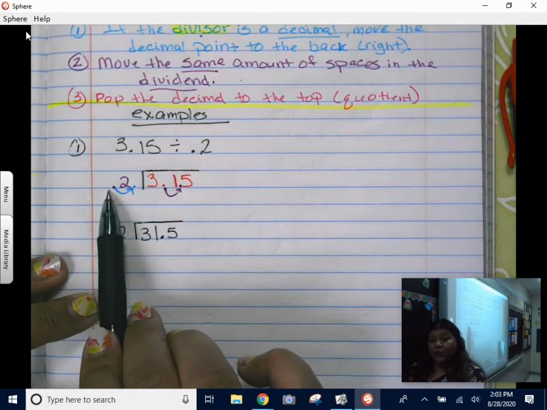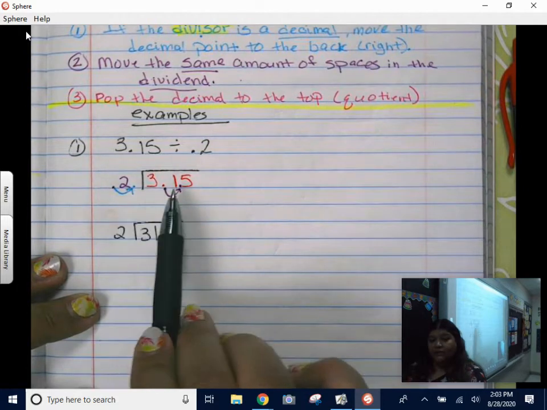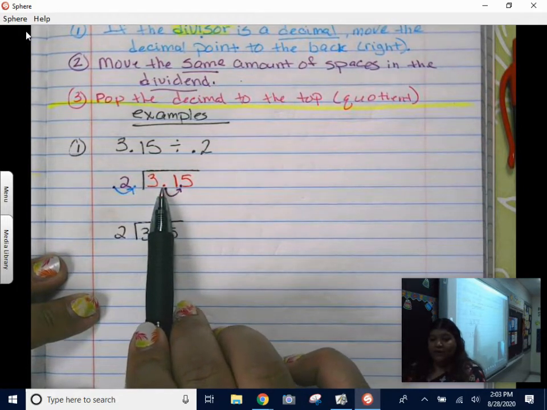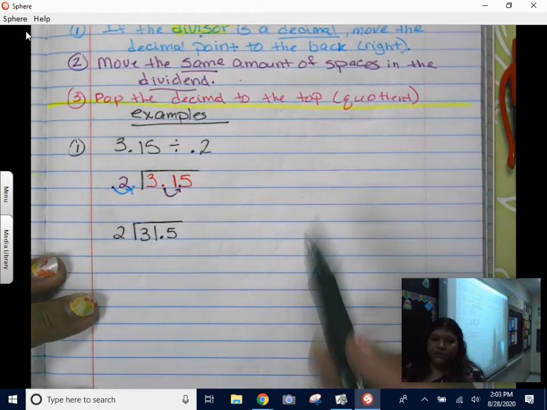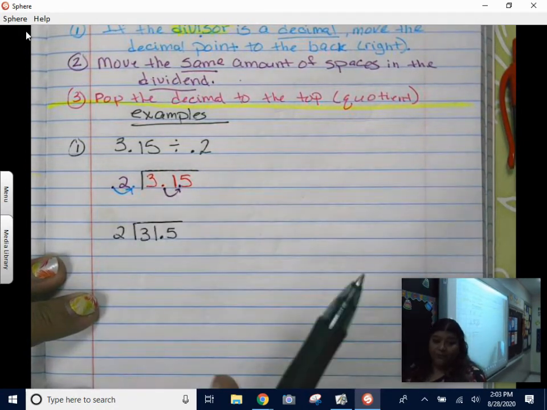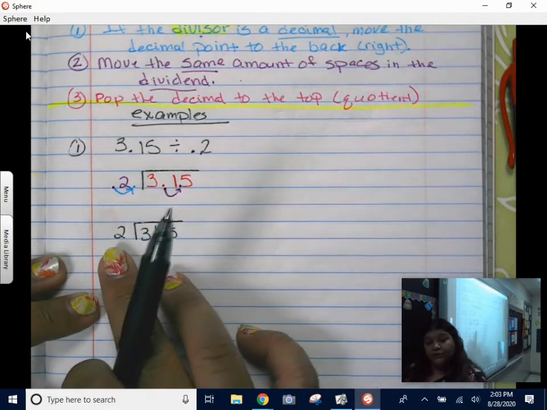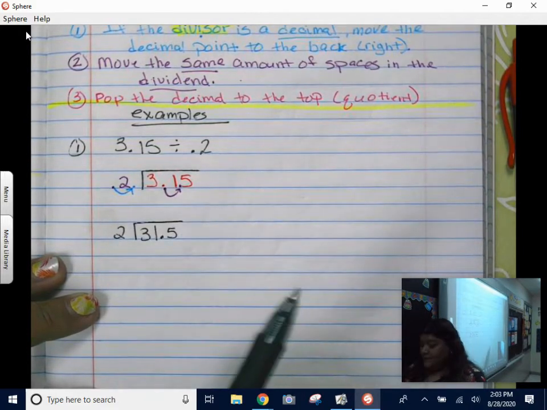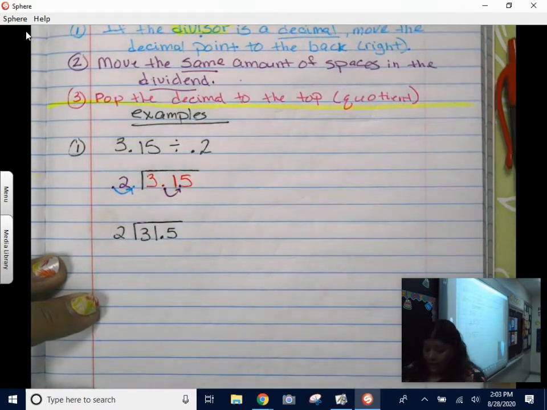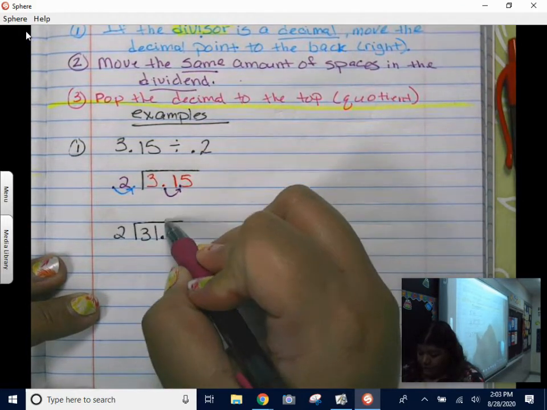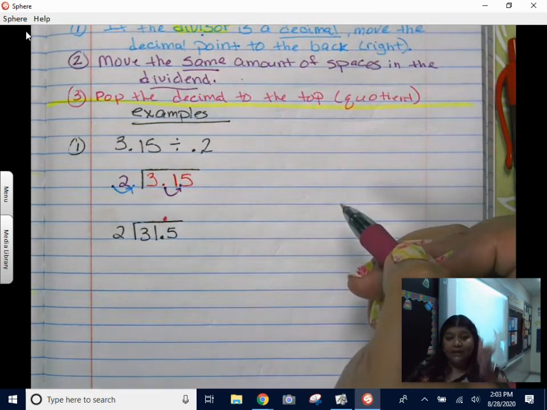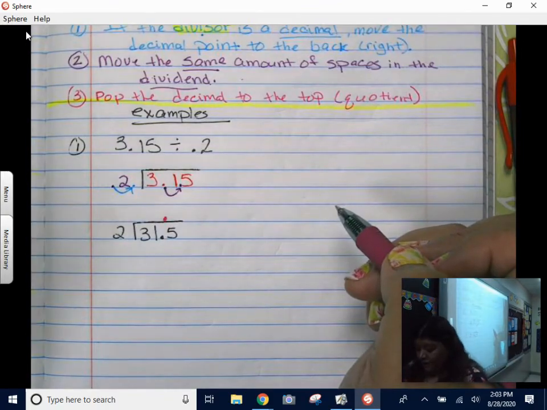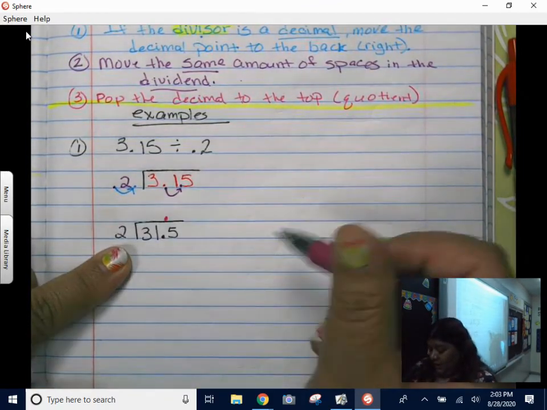So again, my divisor was a decimal. So I moved the decimal place 1 over to the right, which means I have to do the exact same thing. So I found the decimal point in my dividend. I moved it 1 place to the right, okay, which ended up being between the 1 and the 5. I rewrote the problem just so it looks neat. If not, I'm going to get confused there, okay? So I rewrote it. Now I'm dividing 2 divided into 31 and 5/10. Now we're good for step 3. We're going to pop the decimal to the top so I don't forget. And that's why in math, you have to make sure you write nice and neat and legible and everything has a space, okay? So now we're going to go ahead and divide.